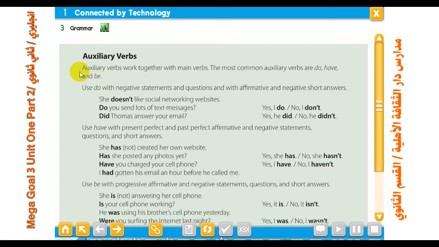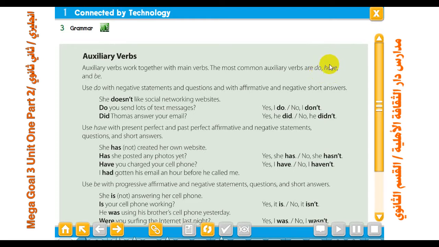First, let's look at the definition. Auxiliary verbs work together with main verbs. The most common auxiliary verbs are do, have, and be. Okay, verb do has three forms. They are do, does, and did, and they are used with simple tenses.